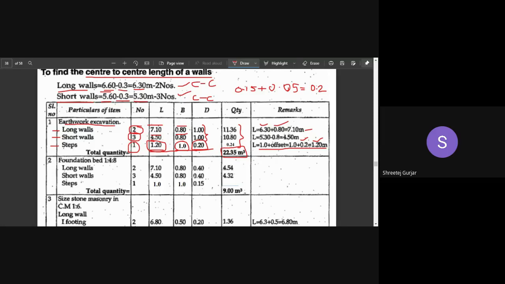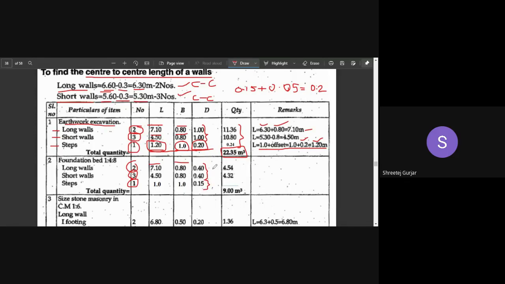So moving on to the next thing, that is foundation, right? Foundation in long wall, short wall. So number of long walls in foundation is 2, short walls is 3, and for steps it is 1. Length will be the same, breadth will be the same, only the depth will be changing. You can see only the depth has changed over here, and over here also the depth has changed.